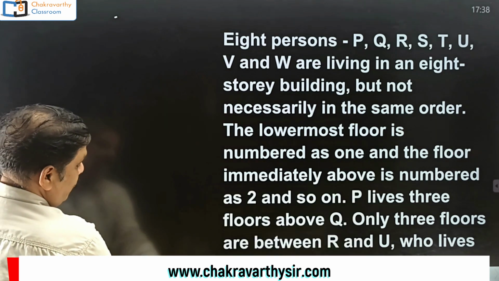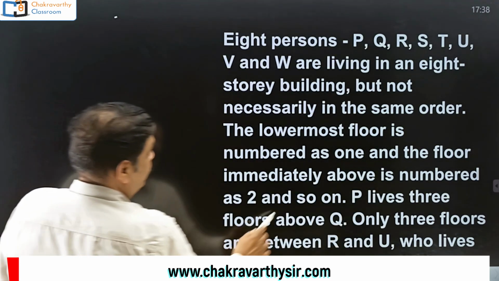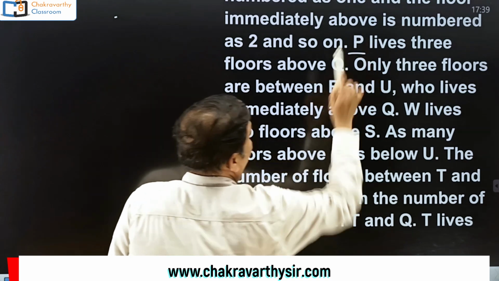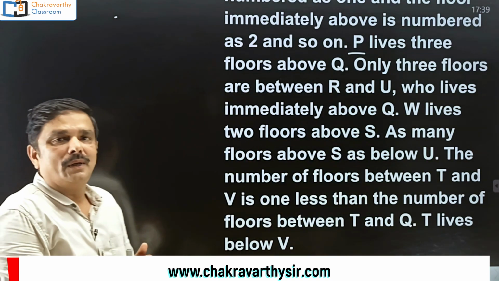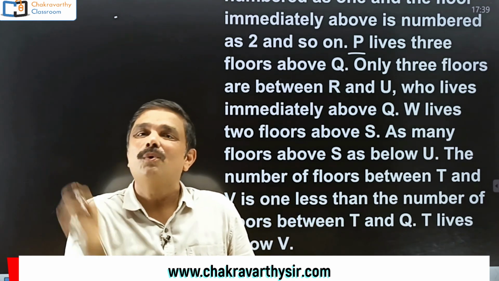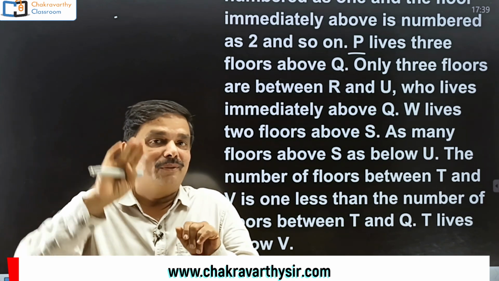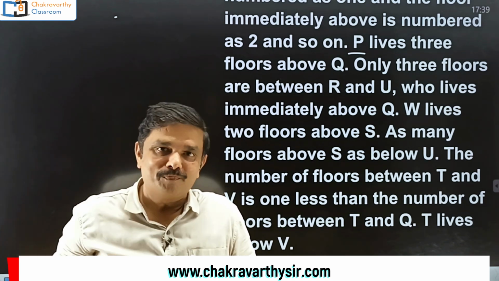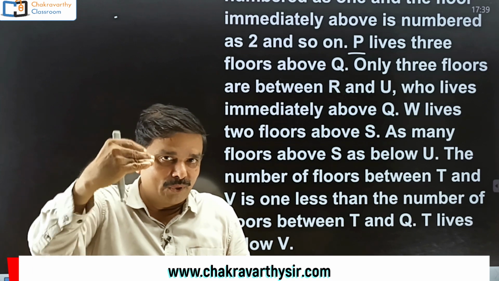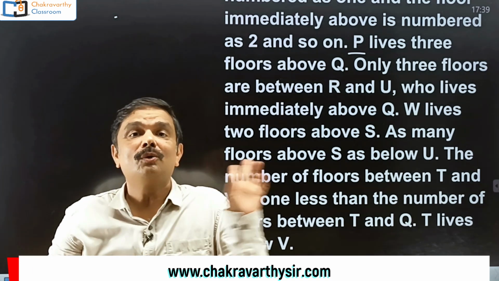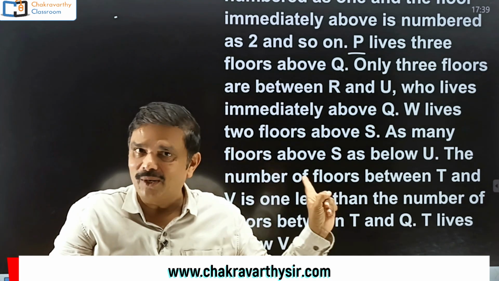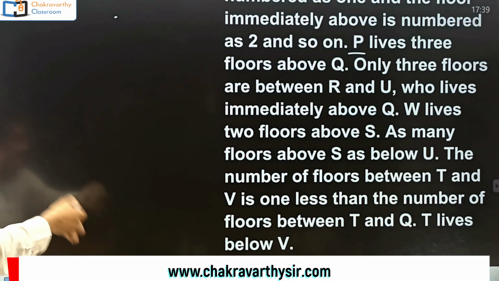First, clues are very important. Read them properly. I'll arrange them here. Let's start with this clue: P lives 3 floors above Q. Now, see students, many students get confused here. When they say P lives 3 floors above Q, it does not mean that there will be 3 floors between P and Q. I repeat this point: that does not mean there will be 3 floors between P and Q. Between P and Q there are only 2 floors.